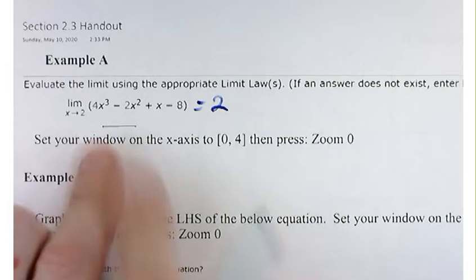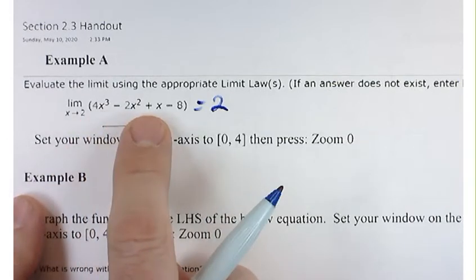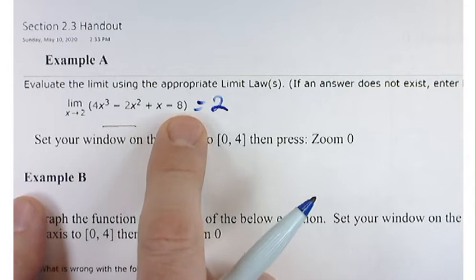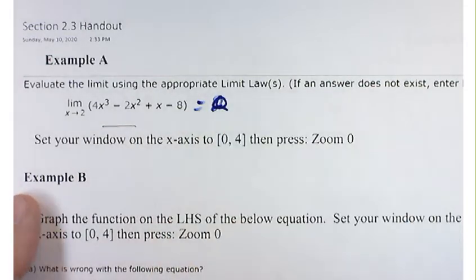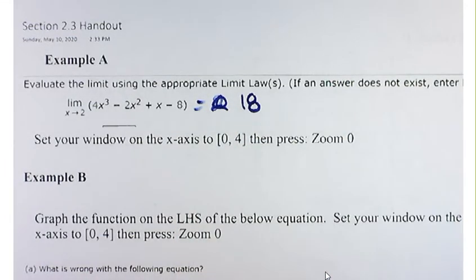Now, if you plugged in a 2 and did 4 times 2 cubed minus 2 times 2 squared plus 2 minus 8, you get the same thing. Actually, it was 18, wasn't it? Yeah. 18. Done.